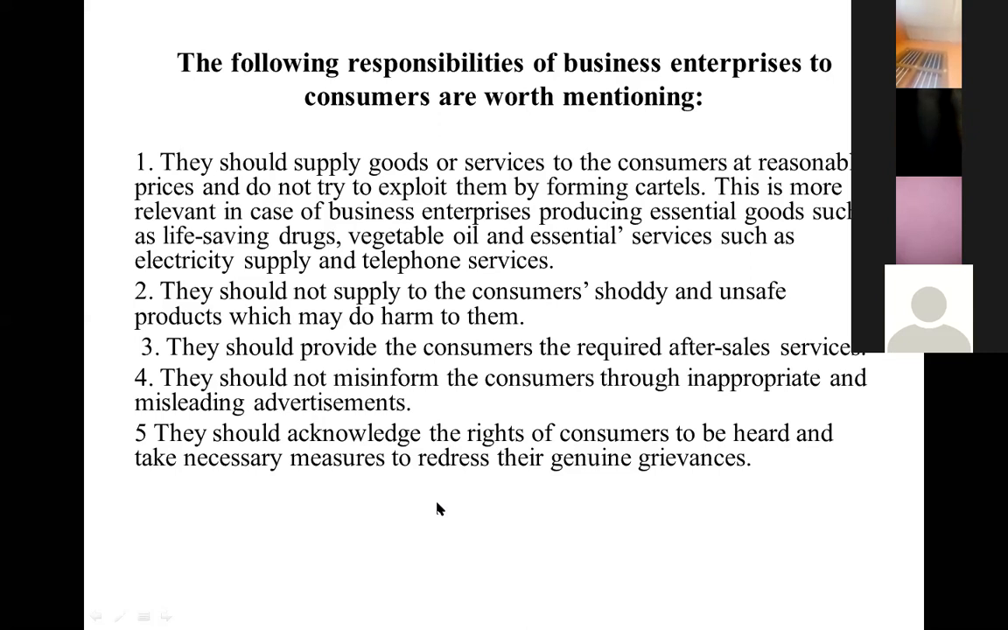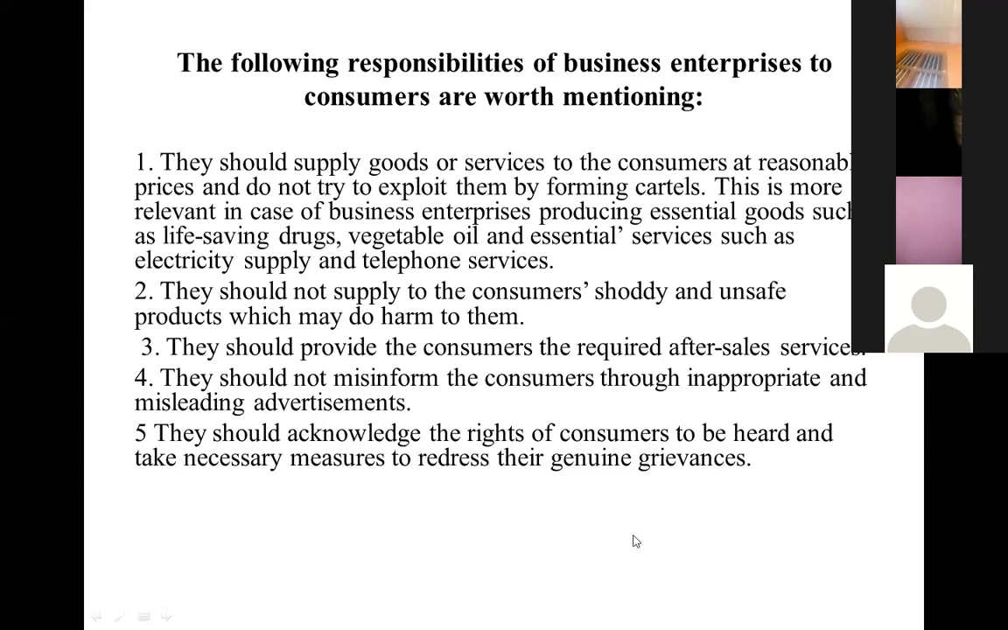The next one is they should not misinform the consumer through inappropriate and misleading advertisements, which means the advertisement should be transparent. They should not give any fake information to the customers. Otherwise, once they buy the product and find that what they were told is not correct information, it will lead to disappointment. So in order to avoid that, whatever defects are there, they have to clearly mention them as they are.